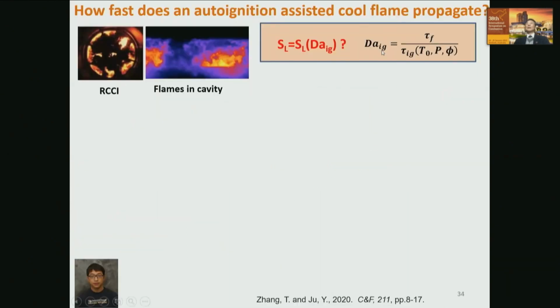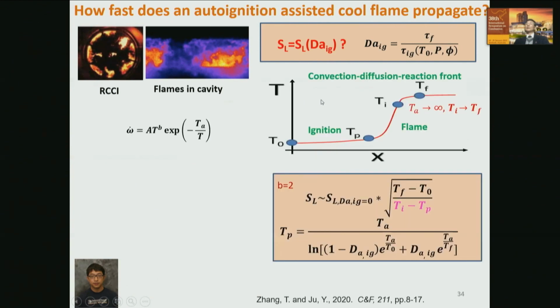So what about the ignition Damköhler number's effect on the flame speed? Because in this RCCI, in the flame stabilization in a cavity, the flame speed is a function of the Damköhler number. And how do we do it? Let's think about that. If you have a mixture, and you have auto-ignition, and you raise the mixture to a temperature T_P. And after that, you have a flame. And in the flame, you have auto-ignition and the temperature rises.